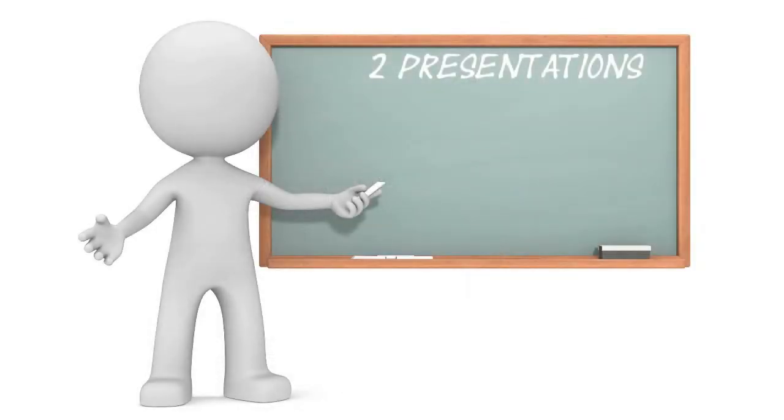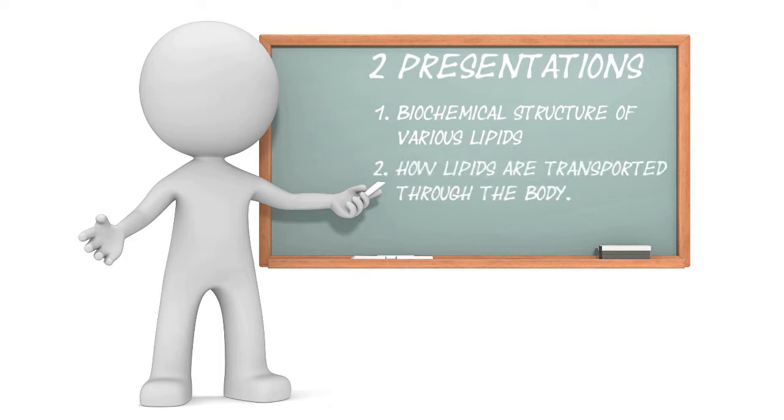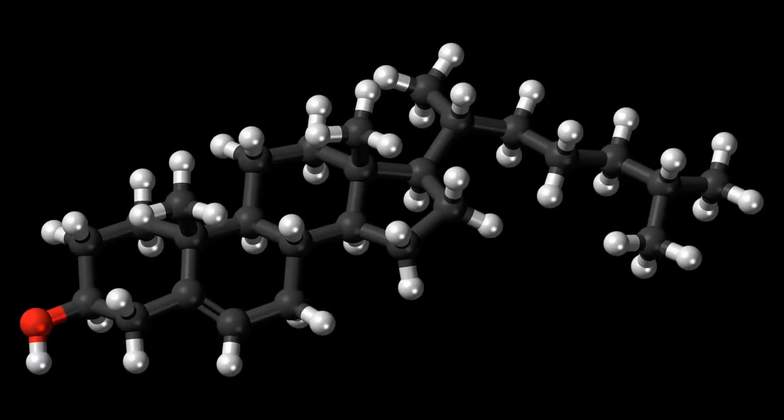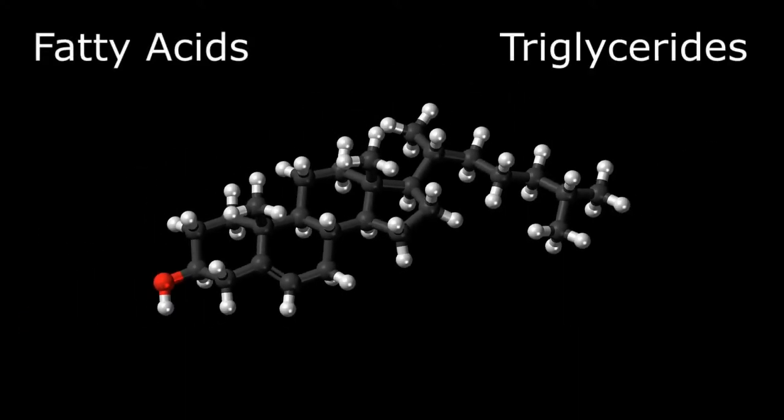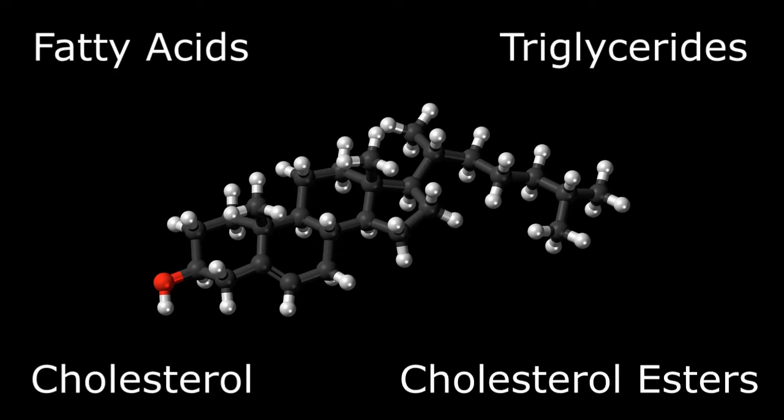In the remainder of this video, we'll talk about the biochemical structures of the various lipids, and in the second video, we'll go into some detail about how these lipids are transported through the body. To get started, let's first look at the molecular structure of fatty acids, triglycerides, cholesterol, and cholesterol esters.